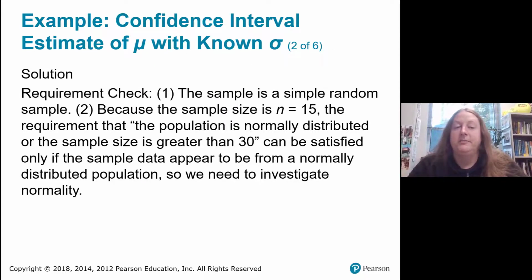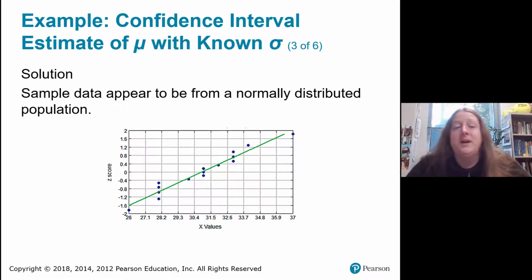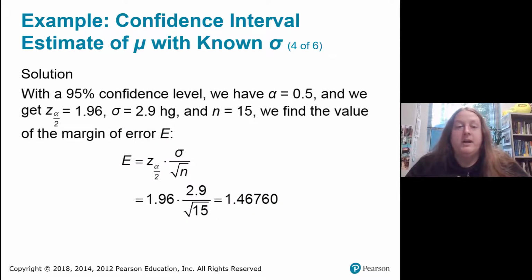It's a simple random sample. Because our sample size n equals 15, the requirement is that the population is normally distributed or the sample size is greater than 30, so it has to be normally distributed. So we need to look for normality. This is the normal quantile plot of our data. Again, you don't have to be able to make one of these plots. You need to be able to interpret one. And remember, it's normal if it looks linear, like there's nothing else weird going on and the data is close to a line. We have that happening here, so we have normal data. So we have our requirements.